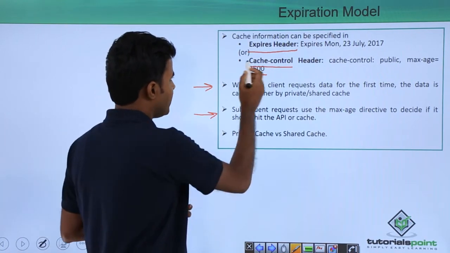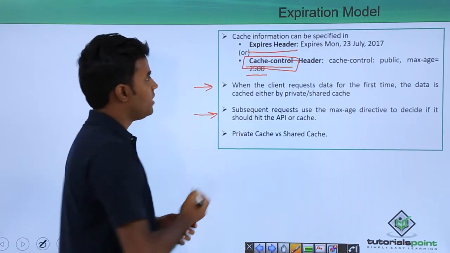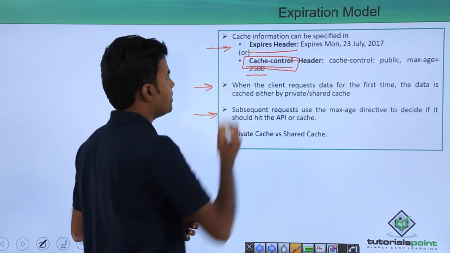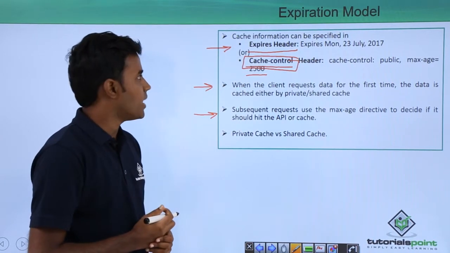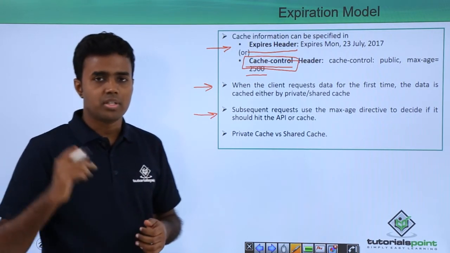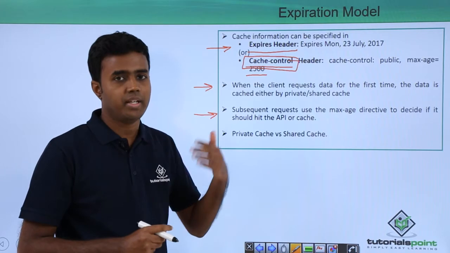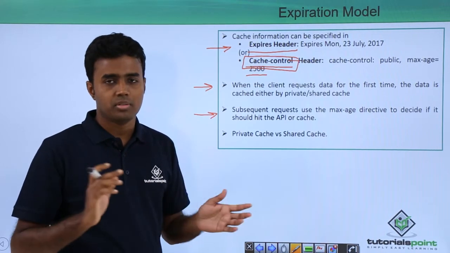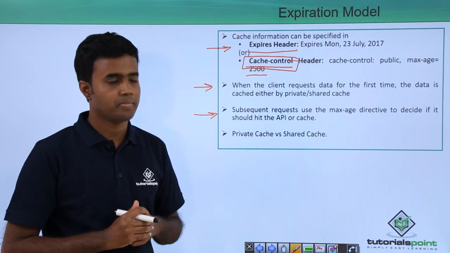So, generally the Cache-Control header is more preferred because we have several issues, for example, the clock synchronization issue with respect to Expires headers, meaning that your server can have one particular time and your client may be in a completely different time zone, so both may not match. So there will be serious synchronization issues.